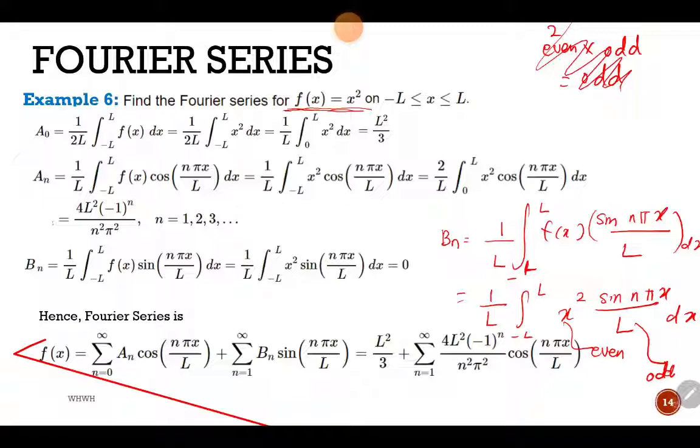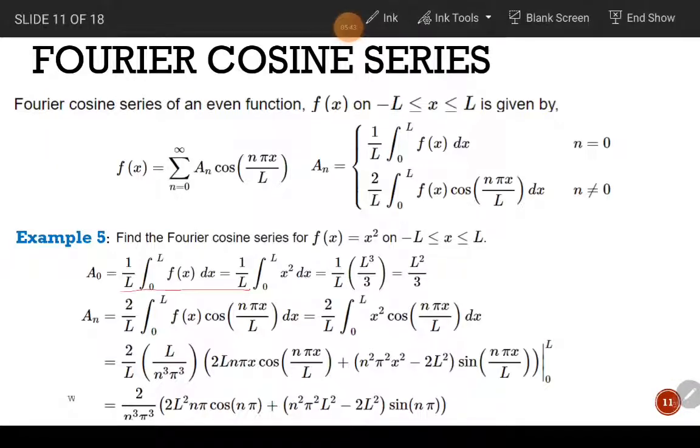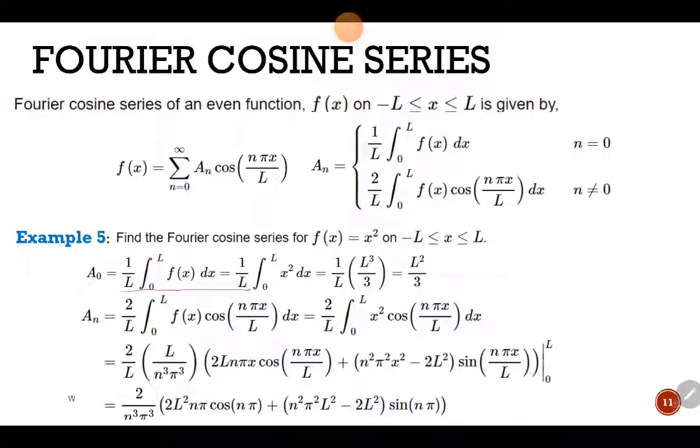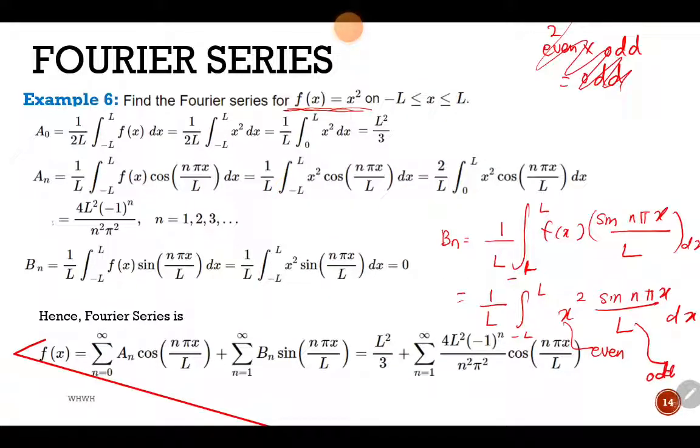Okay, ingat tak, apa-apa sin n pi akan sentiasa menghasilkan nilai kosong. Sin n pi sentiasa menghasilkan nilai sama dengan kosong. So that is why ni sama dengan kosong. So BN will be equal to 0, sebab ada nilai sin n pi kat sini, which is equal to 0.